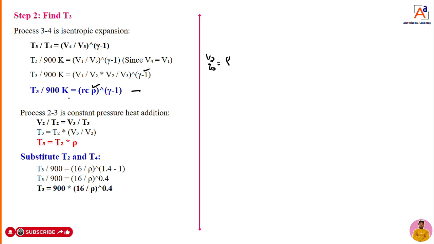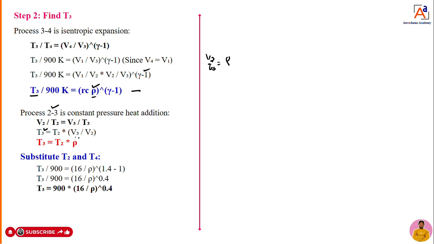Now I will go towards, because on the left side I don't know the value of T3. On the right side you can see rho also I don't know. Two unknowns are there, so I can't solve this equation here itself. I will keep it as it is, then I will go to the next process, that is 2 to 3. What is the variation of that? We know already V2 by T2 is equal to V3 by T3. Here T3 I don't know. I will take the value of T3 as T3 is equal to T2 into V3 by V2.